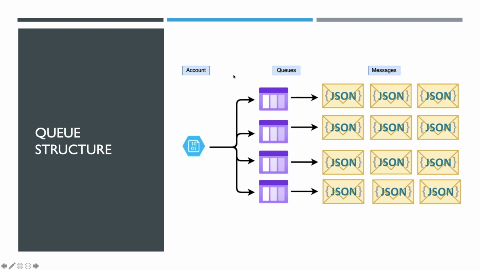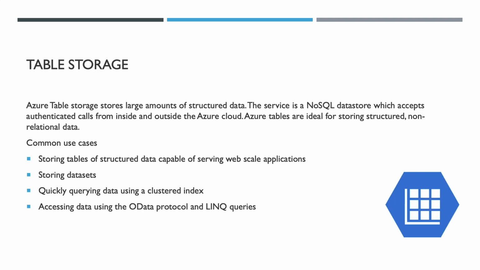So that's simply the queue. Next, we're going to be discussing table storage. So what is table storage? Table storage, in essence, is a NoSQL data store where we can store large amounts of structured data. And this NoSQL database can be used to get authenticated information from within Azure or from outside Azure. And it has a lot of accessibility features which we can integrate with from different SDKs and APIs, so we can save this data and pull the data out of it.